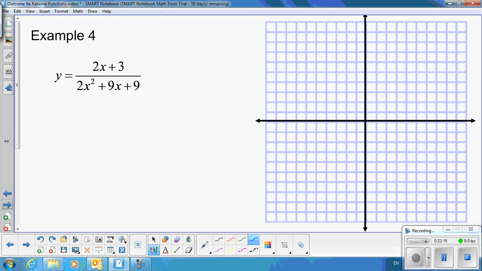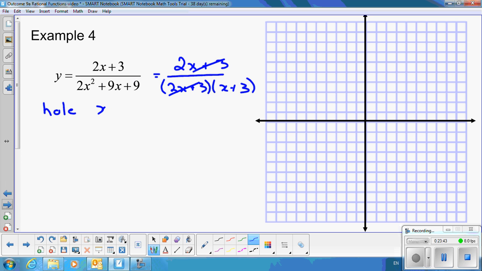Last example. y equals 2x plus 3 over 2x squared plus 9x plus 9. Again, we want to start by factoring. The numerator is already factored. The denominator will actually factor into 2x plus 3 and x plus 3. I have a common factor, which means I will have a hole in my graph. The hole will be located at x equals negative 3 over 2. I will have a vertical asymptote at x equals negative 3.